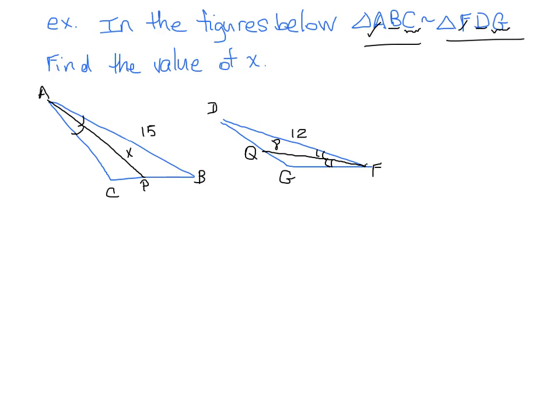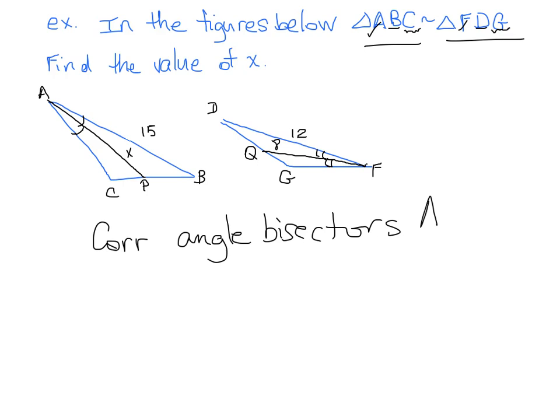Okay, cool. And angle A is being bisected and angle F is being bisected. And fortunately, those are in fact corresponding angles, so we are good there, which means that our corresponding angle bisectors, cor for short, are AP and FQ.